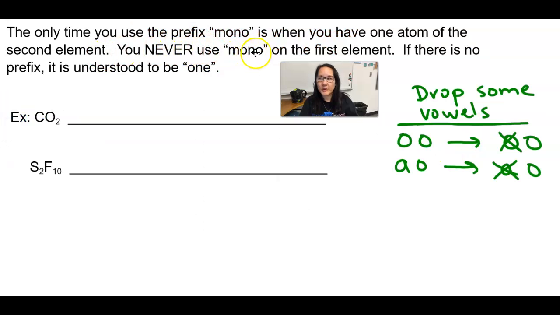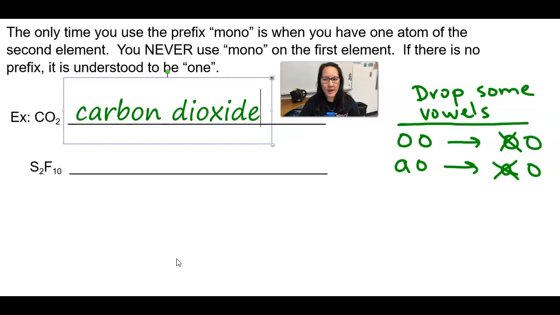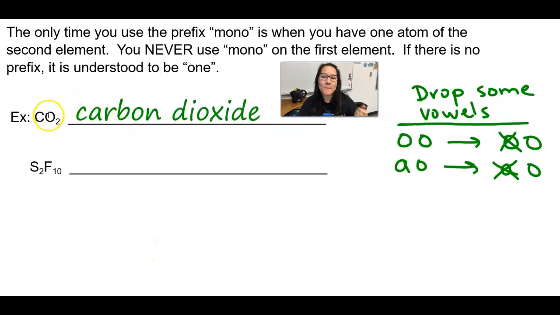The only time you use the prefix mono is when you have one atom of the second element. You never use mono on the first element. There's no prefix. It's understood to be one. For example, this would be carbon dioxide. Notice I did not call it monocarbon. There's only one carbon, but we don't start the name with mono. So it's just carbon, and then this prefix means di. It needs to go in front of oxide. And again, we end with a suffix of IDE.